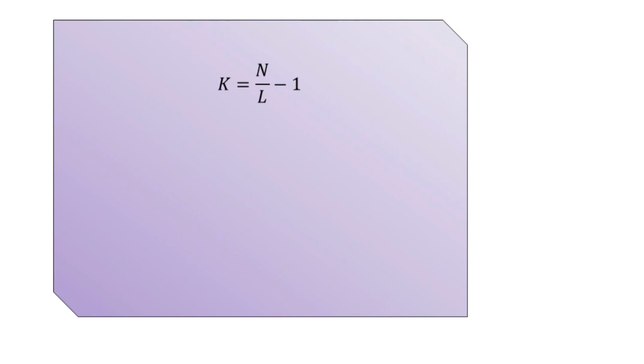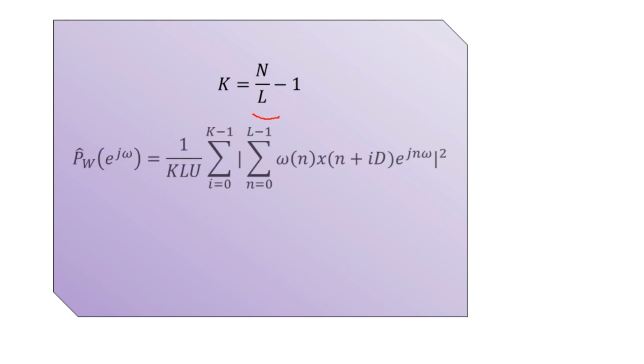However, with the 50% overlap, we can also form K equal to the ratio N divided by L, minus 1. In this case the discrete time sequences will be of length twice L. This increases the resolution, whereas the same variance value as in Bartlett's method is maintained.